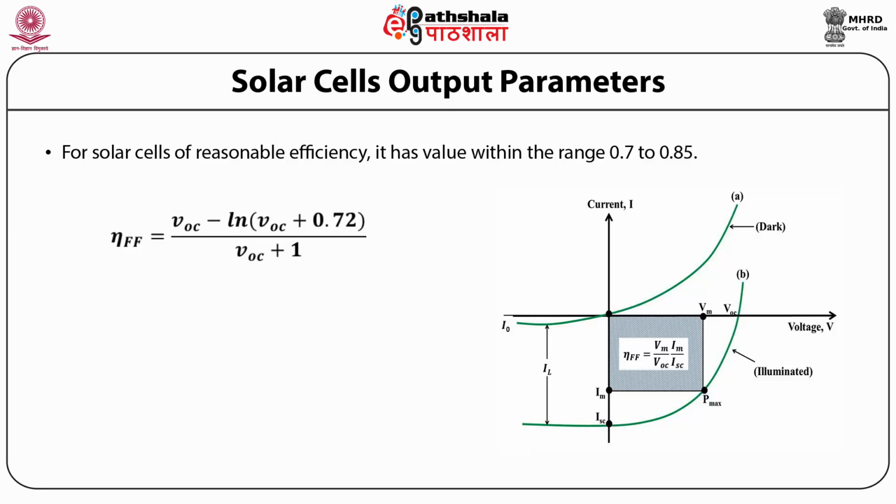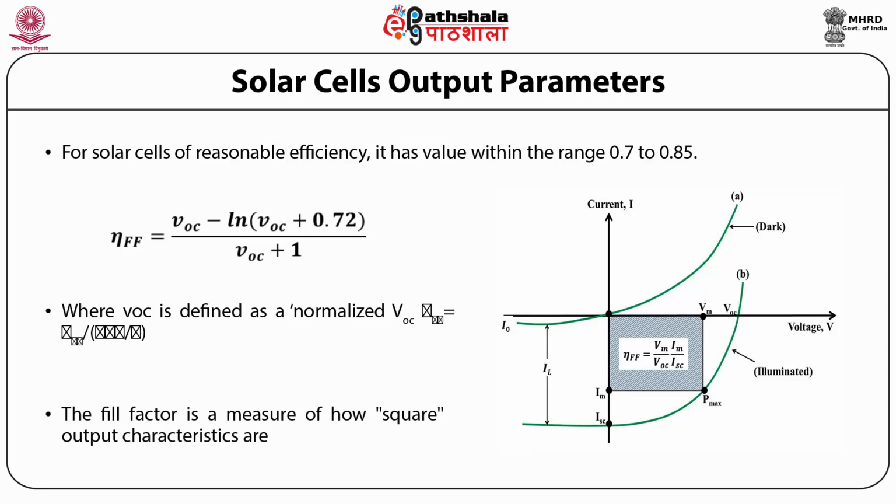Ideally, it is a function of the open circuit voltage only and can be calculated using the expression eta FF equal to voc minus ln of voc plus 0.72, divided by voc plus 1, where small voc is the normalized VOC, that is, small voc is equal to capital VOC divided by NKT by Q. The above expression applies to ideal cases only, with no parasitic resistance losses, and is accurate to about 1 digit in the fourth decimal place for these cases.